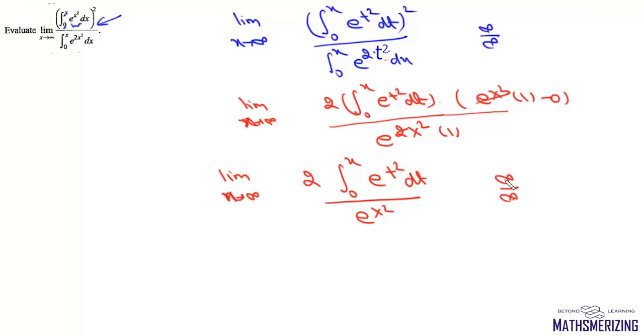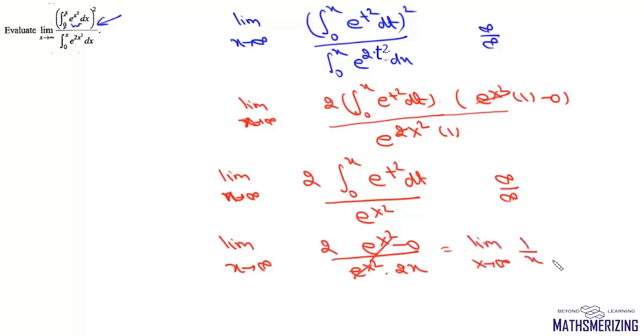Now again, we can use L'Hopital's rule. So we'll write limit x tends to infinity, it'll be 2, and then it'll be e to the power x square minus 0, and here it should be e to the power x square into 2x. Now e to the power x square will cancel. We'll get limit x tends to infinity of 1 upon x, and 1 upon infinity is simply 0. So the answer to this limit is 0.